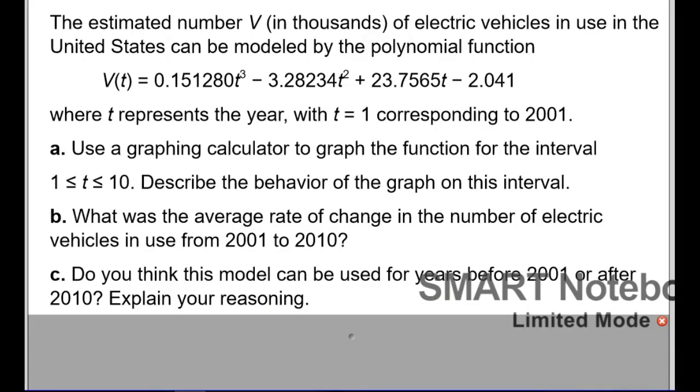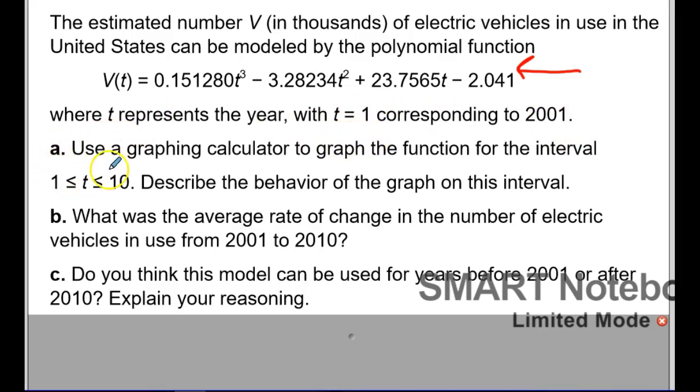Okay, so now here's some of our word problems, and we're going to be dealing with word problems a lot with polynomial functions. So the estimated number V, which is in thousands of electric vehicles in the United States, can be modeled by this polynomial function, right? Big one. T represents the year, where T of 1 is 2001. So if T was 0, it would be 2000.